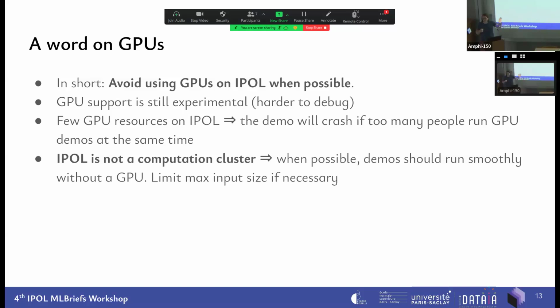If needed, it means you can reduce the input size, for instance, if you process images. If you have a parameter to control the quality at the cost of more expensive power, you can set a maximum quality and not go over it in the demo. The goal being that, if possible, it runs smoothly without a GPU.